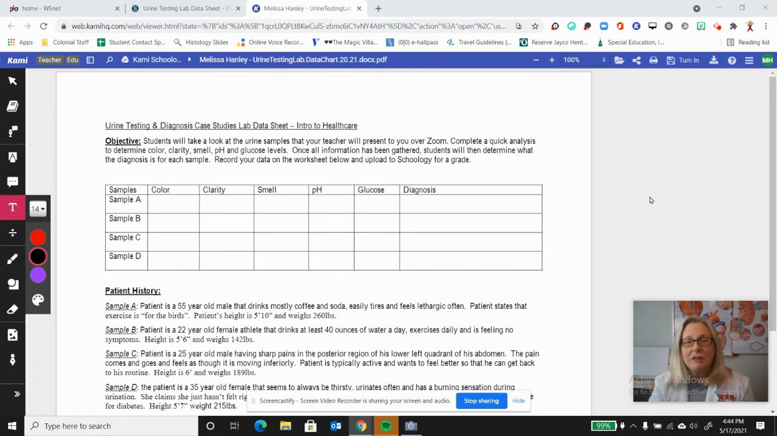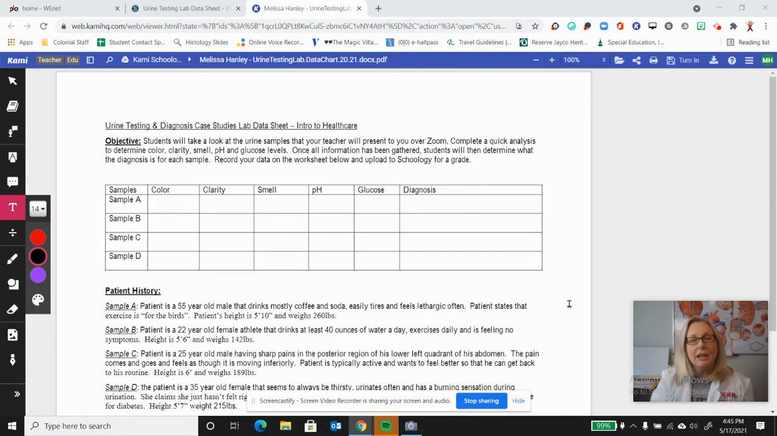So first things first, if you have not opened up your CAMI Schoology worksheet that has your urine testing diagnosis data sheet on it, it is located in your folder for today. If you haven't done that, pause here, open up that worksheet in CAMI, and this is what it should look like, just like this. Again, if you don't have it opened yet, pause here. Assuming you guys have it opened, awesome.